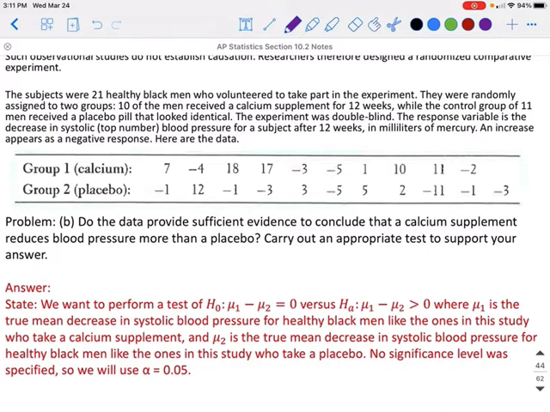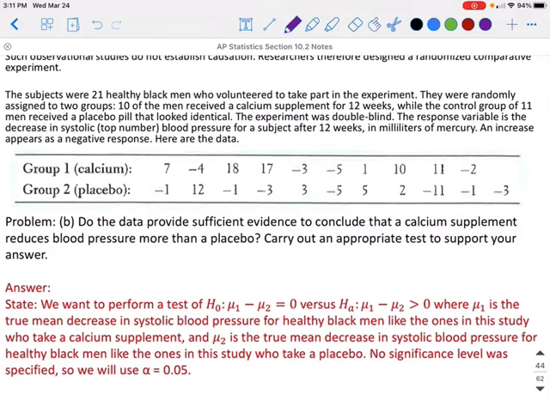where mu1 is the true mean decrease in systolic blood pressure for healthy black men, like the ones in this study, who take a calcium supplement, and mu2 is the true mean decrease in systolic blood pressure for healthy black men, like the ones in the study, who took a placebo. Since there was no significance level specified, we're going to let alpha equal 0.05.